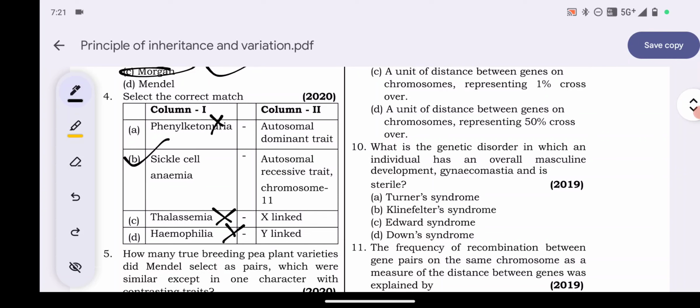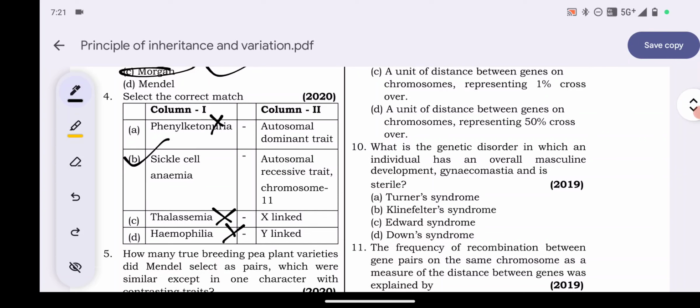Question number 13. Again select the incorrect statement. Option A, male fruit fly is heterogametic. Option B, in male grasshopper 50% sperm have no sex chromosome. Option C, in domesticated fowls, sex of progeny depends on the type of sperm rather than the egg. Option D, human male have one of the sex chromosomes much shorter than the other. So you have to find out the incorrect statement, and the incorrect one will be option number C.